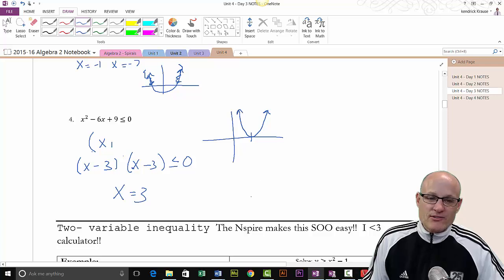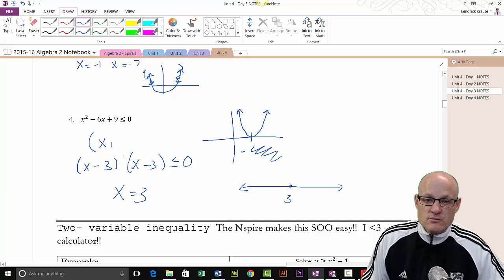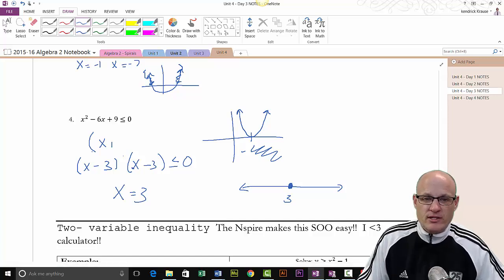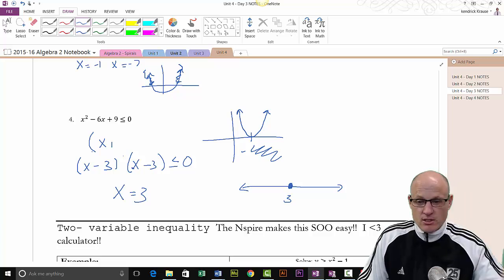So where is it less than or equal to 0? Do you see anything down here? So in this case, the answer is, if I wanted to graph this, there's the graph, because it's only 1 point. My solution is literally just 3. That's the only place it is less than or equal to 0. Every place else, it will always be positive.